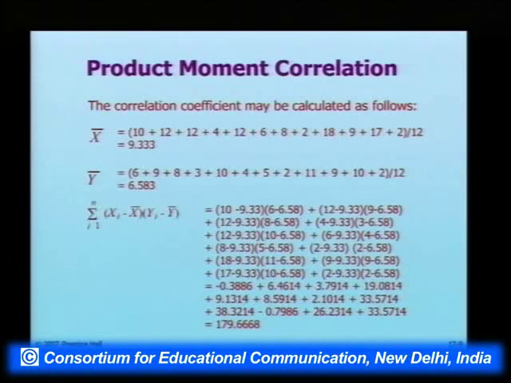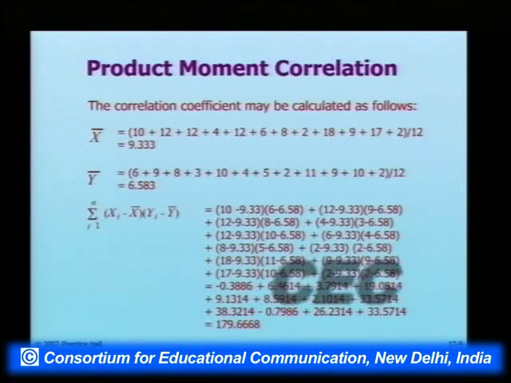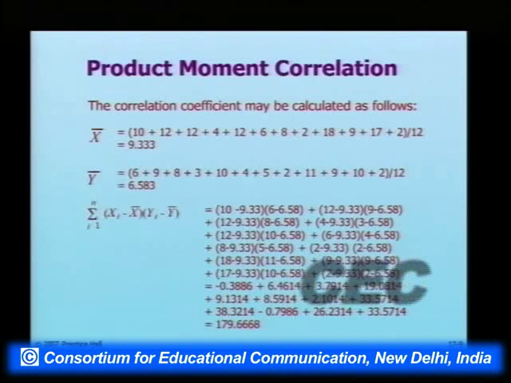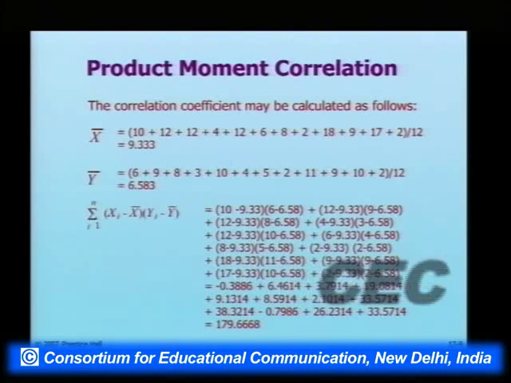The mean of x comes out to be 9.33, and the mean of y comes out to be 6.583. Then, as we have to find the covariance in the numerator, we multiply xi minus x bar with the corresponding yi minus y bar and add all of them. This comes out to be equal to 179.6668.